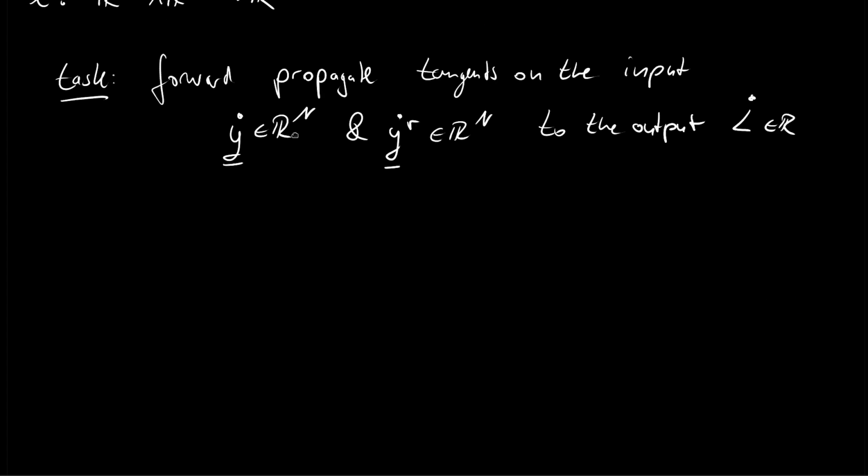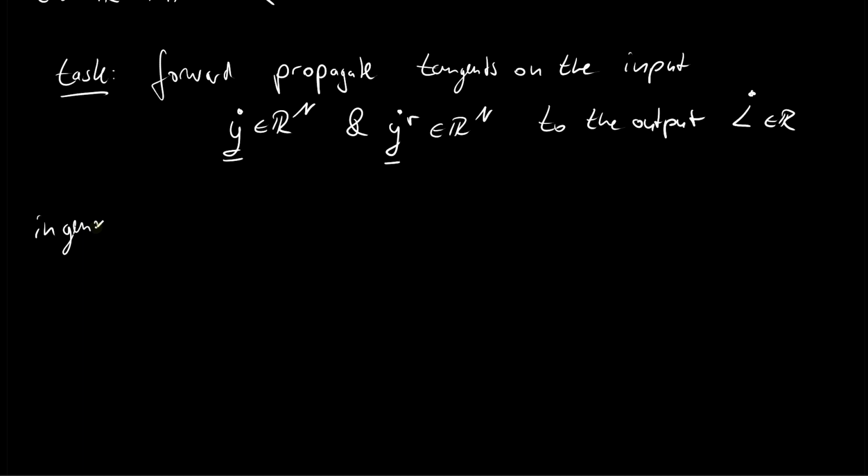Okay, how do we do that? In general, we have the rule for the push forward operation in that we find the tangent on the output, L dot, by summing over all the Jacobians of the function with respect to the inputs and then contracting them with the corresponding tangent information. So in our case, we have two inputs, so this will be two summands. The derivative of the loss with respect to the guess vector y, and then contracted with y dot. So it is matrix vector multiplied if it was a Jacobian.